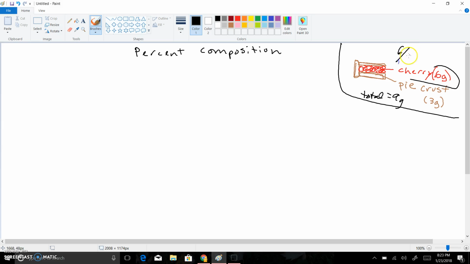So 6 divided by 9 equals 66%, or 2/3. So right there you were looking at the part over the whole, and that allowed you to find what percentage of the pie by mass is actually cherries. 66%, a strong majority of it. Well, when we go into chemistry and find the percent composition, that's basically what we're doing.